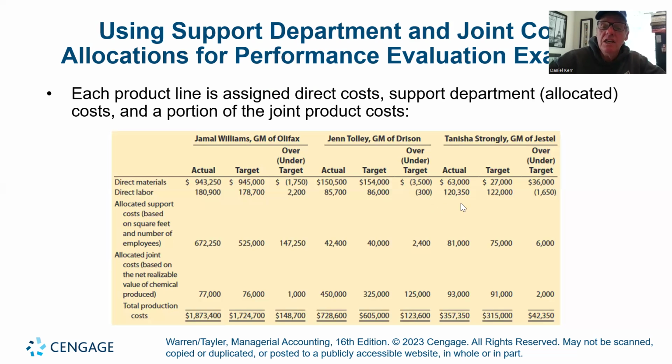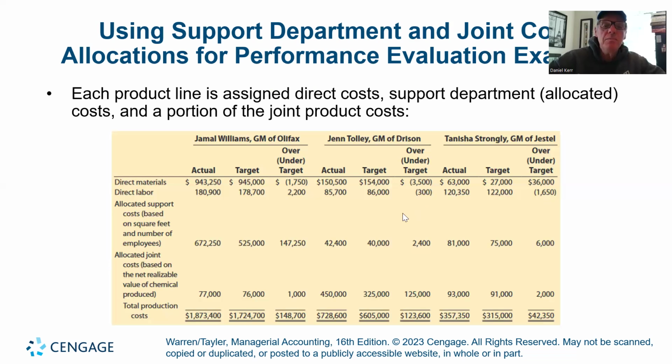And then if we look at Tanisha, you've got 36,000 over budget with materials, and you've got 1,650. So that's roughly, I didn't do the calculation, roughly 34,000 and change over budget. So if you did the evaluation on the basis of who is doing the best job for the costs that they can actually control, you'd say it would be Jen.